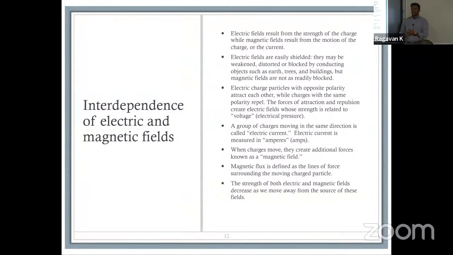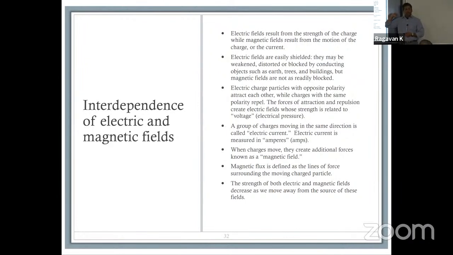So if you look at this, going back a little bit, perhaps for a lot of you this might be tried and tested, you know the basics of this. There is a very inherent interdependence between electric and magnetic fields. Electric fields come from charge. Magnetic fields come from the flow of that charge, current. Electric fields can be shielded, they can also be weakened. Magnetic fields, not so much. So that's the difference there.